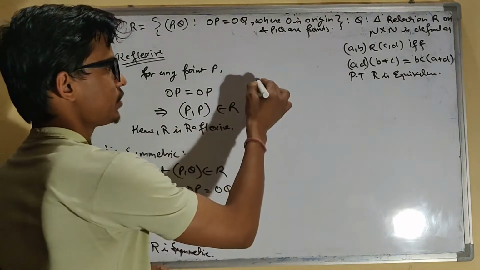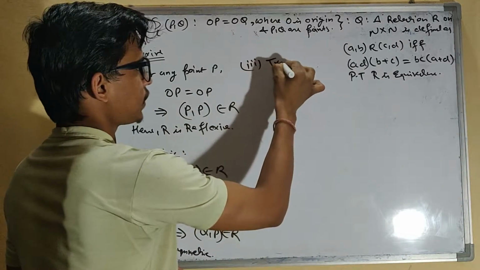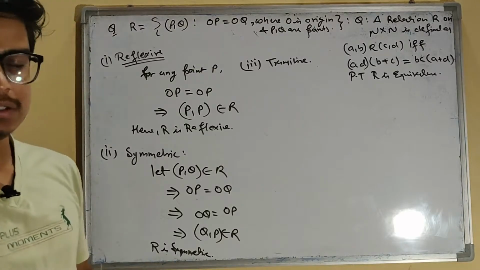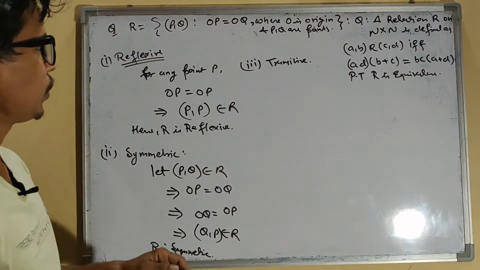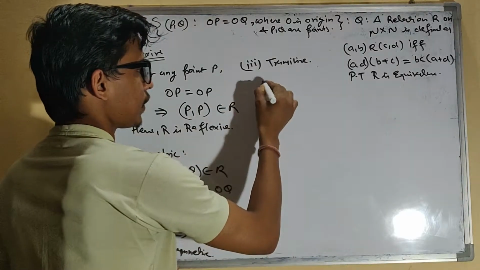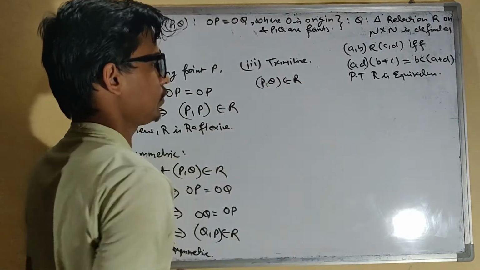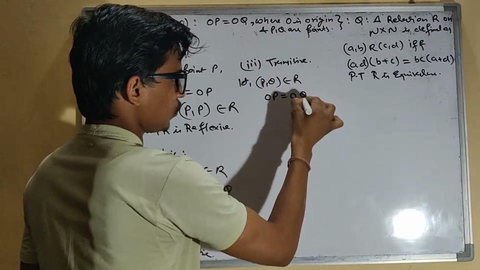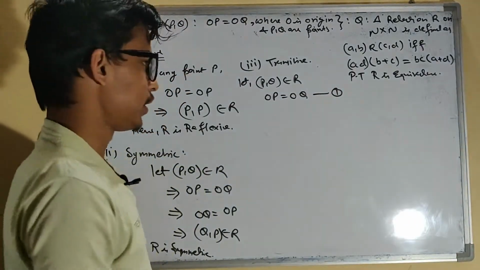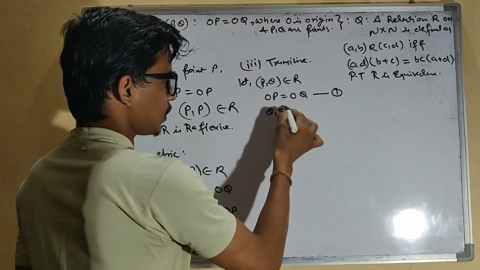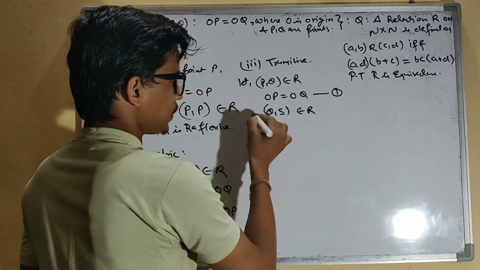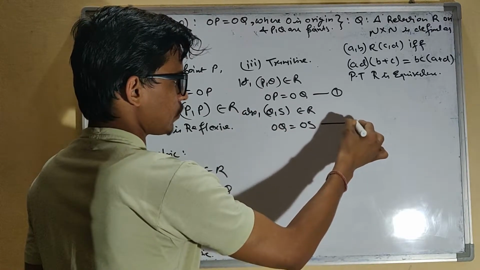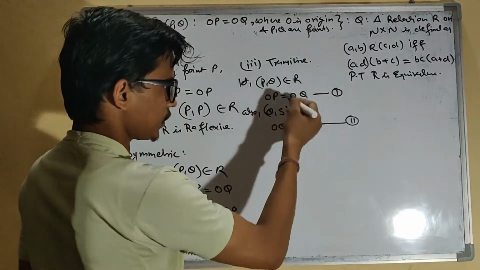And next is transitive. I have to check whether it is transitive or not. So what is transitive? In order to prove that this is transitive, we have to take one more point. Let's say (P, Q) belongs to R. So this implies that OP equals OQ, and let's say this is equation number 1. Now the second point is, let's say, (Q, S) also belongs to R. So this implies that OQ equals OS, equation number 2.